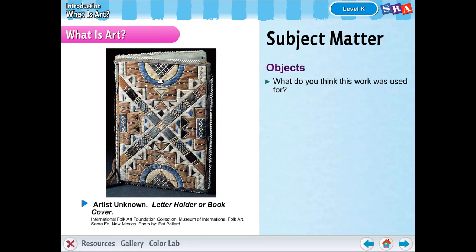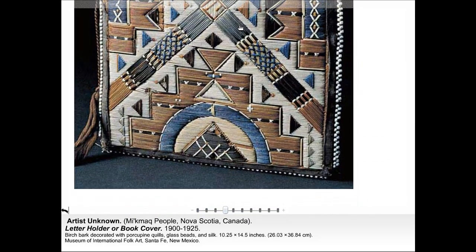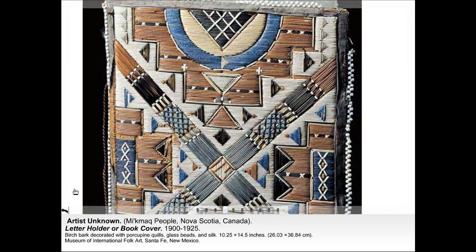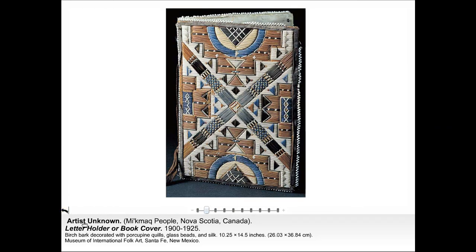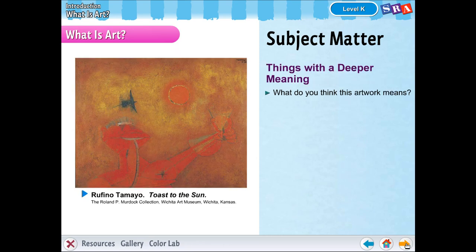Now, artwork can also be an object. It could just be one for decoration. This is a letter holder or a book. This was made in New Mexico and is like a book cover. It's just got some really cool patterns on it. It can just be an object, something that someone uses.